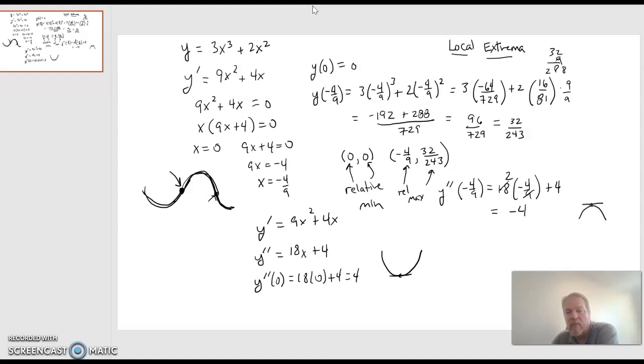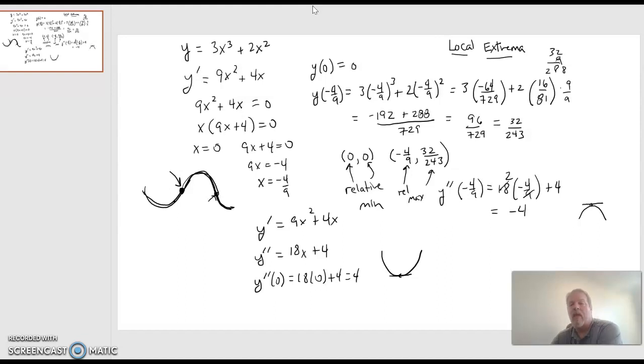All right. So f of negative 4/9 is the value of the relative max. Negative 4/9 is the value of x that gets me my relative max. So you could say the relative max occurs when x equals negative 4/9, but the value of the relative max is 32 over 243. Make that distinction, because they'll count you wrong every time on the AP test. If you say the relative max is negative 4/9, you're wrong. Relative max is 32 over 243. It just occurs when x equals negative 4/9.